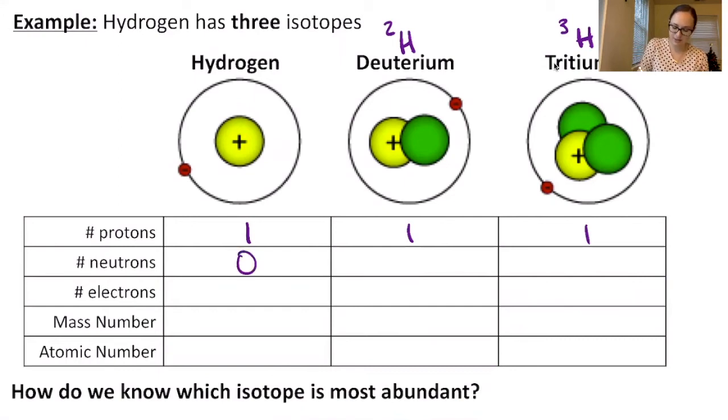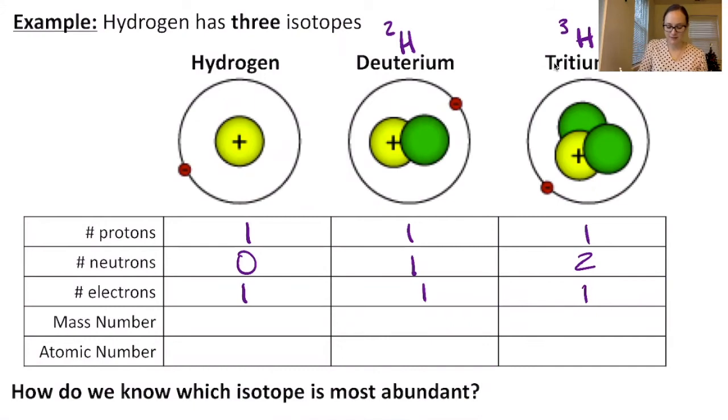Hydrogen has number of neutrons. Hydrogen has 0 neutrons. Deuterium, we see the green ball, we have 1. And in tritium, we have 2. And then lastly, we have our number of electrons. If we count them, we have 1 across the board again. Those are in red.